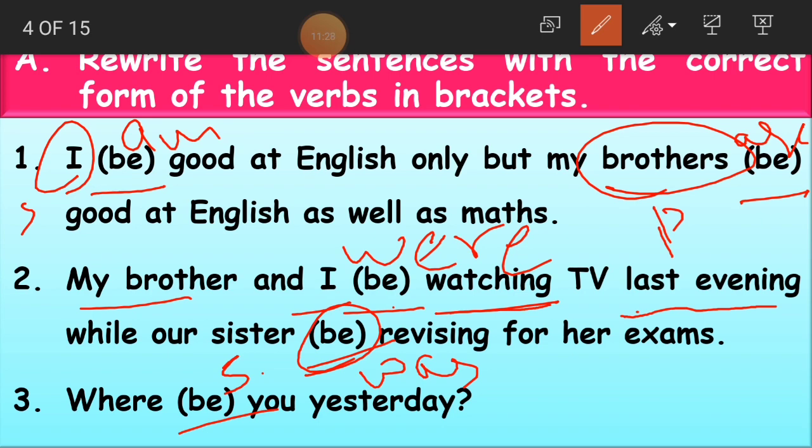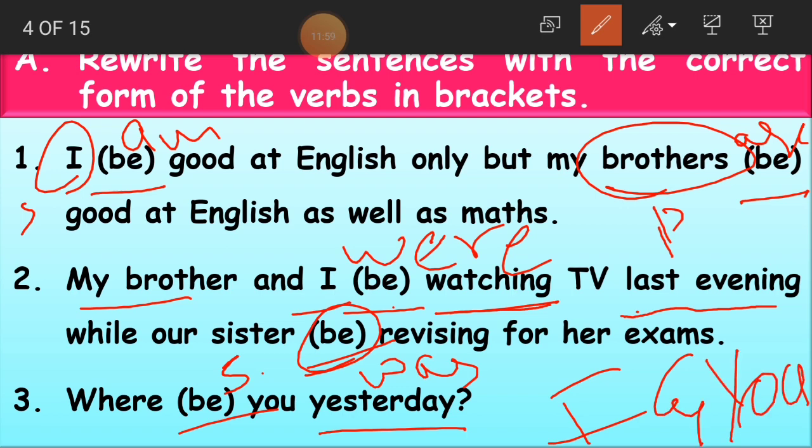And now the third one. Where be you yesterday? Yesterday again, what, children, here? Yesterday again comes under past tense. So our verb, we have to change it into past tense. And you is what? Sorry, I have to tell you that I and you are always plural forms. We have to consider that as a plural subject only. So you is here a plural subject.